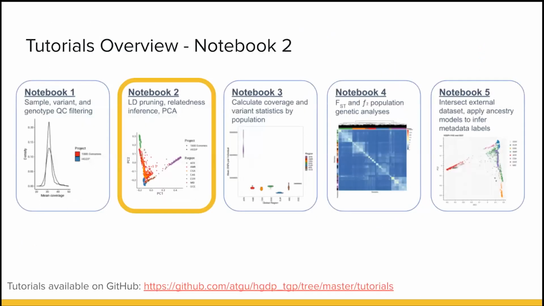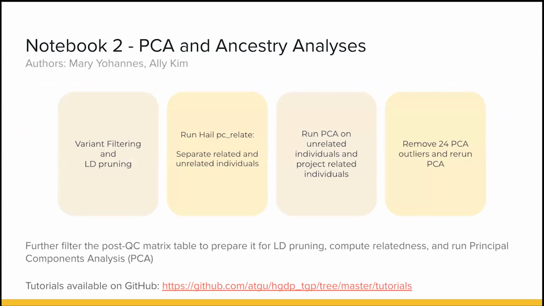So moving on to notebook 2. This notebook focuses on PCA and ancestry analyses. We started those by doing some variant filtering as well as LD pruning. And then we ran Hail PC Relate, which resulted in separating into 2 data sets of related and unrelated individuals. And as I had mentioned previously, we ran PCA on unrelated individuals and then projected related individuals, finally resulting in removing 24 PCA outliers and rerunning PCA after that.